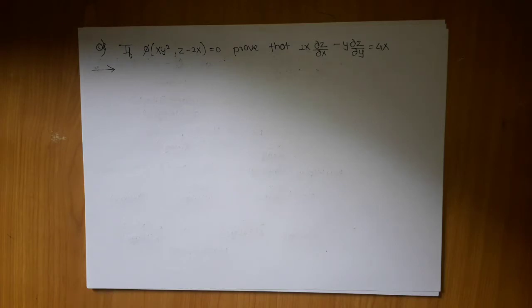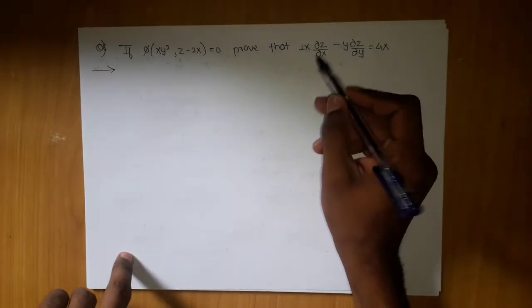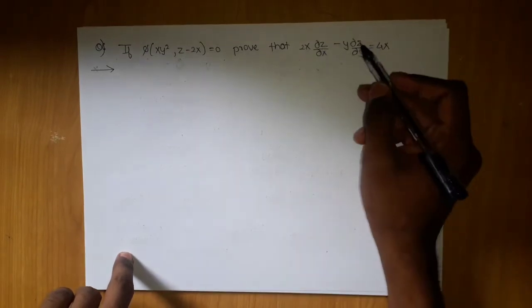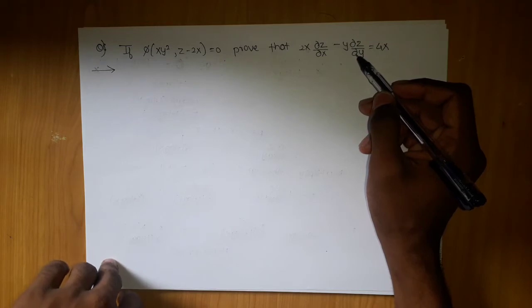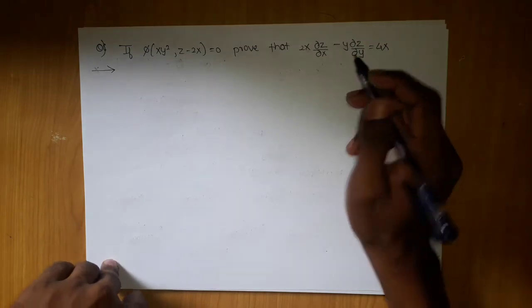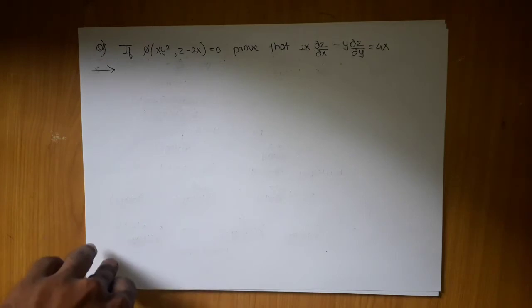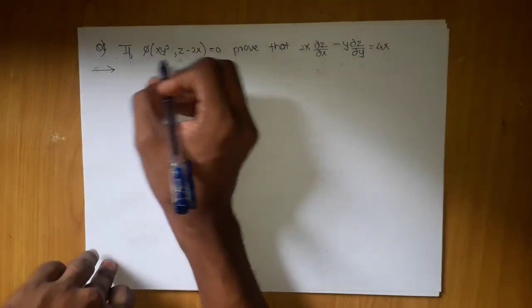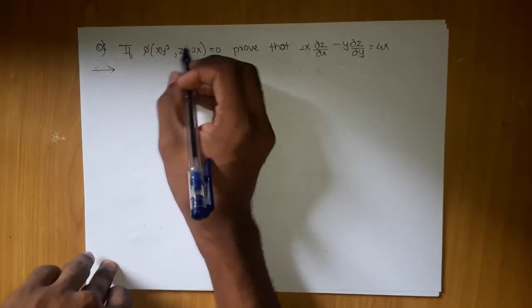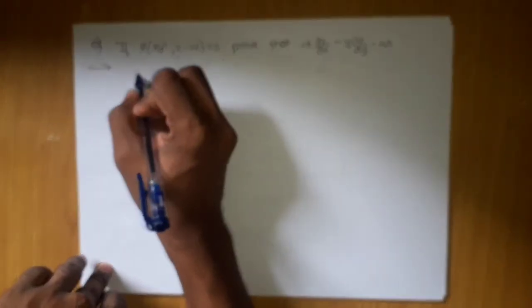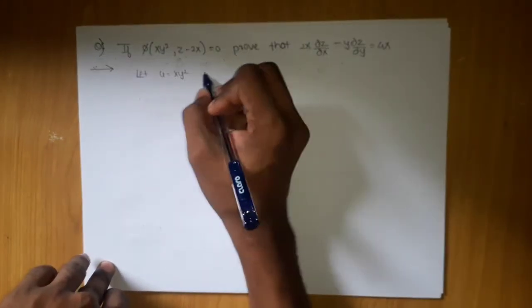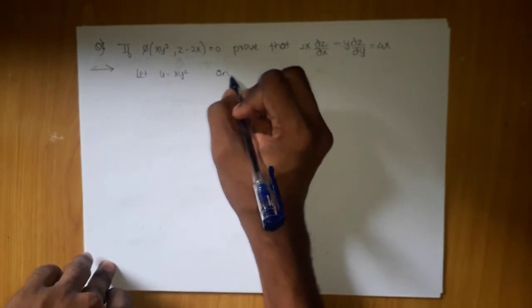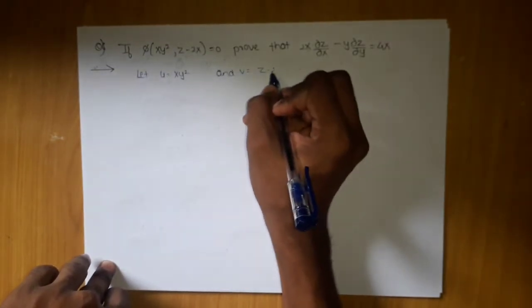Now how to begin with this question? By observing dou z by dou x and dou z by dou y, I can make out one thing, that x and y are independent and z is dependent on both x and y, and phi is the central function. So our first step: since they have not given any middle function, we have to call it some middle function. Let u equals xy square and v equals z minus 2x.